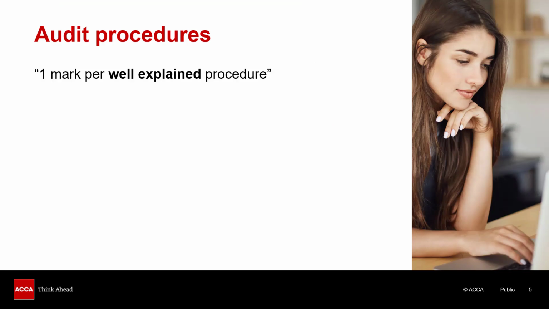And typically the marking scheme will say 1 mark per well-explained procedure. But what can you do to make your audit procedures well explained? Well, my biggest tip is to always state what you are doing with the audit procedure and why you are doing it, how that's going to help.